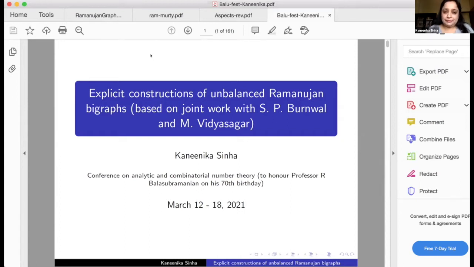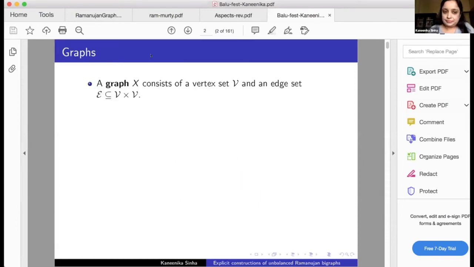So we will go along at a leisurely pace. We'll first start with some basic aspects of graph theory, introduce the definition of Ramanujan graphs and bigraphs, and try and understand why they are so important in number theory. And we will then move on to certain very nice and explicit constructions of what are called unbalanced Ramanujan graphs, and try and understand the use of these bigraphs from the point of view of applications as well.